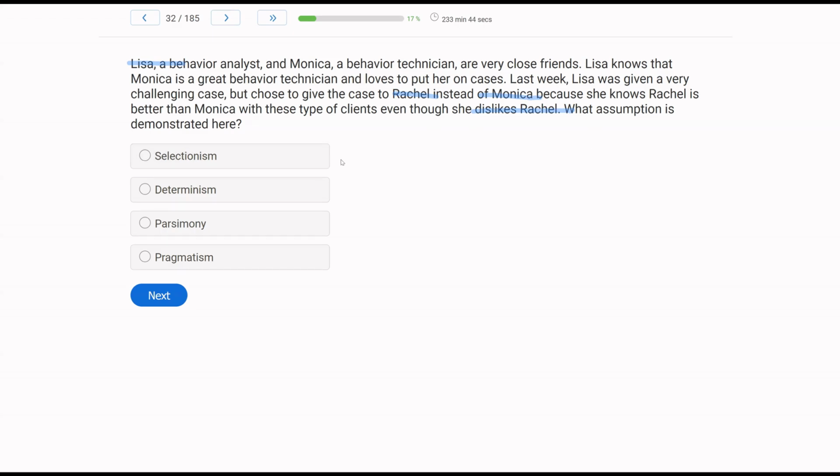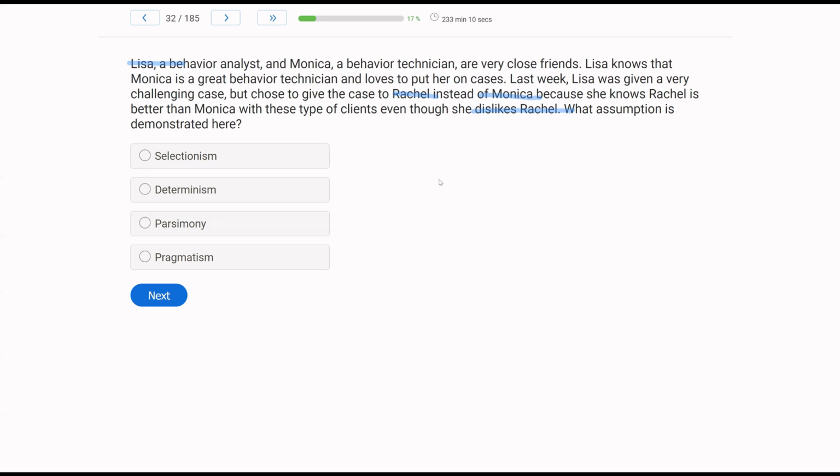A, selectionism. Selectionism has to do with learning history and genetic history. We're not discussing ontogeny here, or phylogeny or learning history. We're talking about Lisa choosing the best option strictly based on what she thinks is going to work. What about determinism? Well, determinism says the universe is a lawful and orderly place. Things happen for a reason. We're not really concerned with that. We're not trying to figure out why behavior is happening or why it's not happening. It's not a deterministic question.